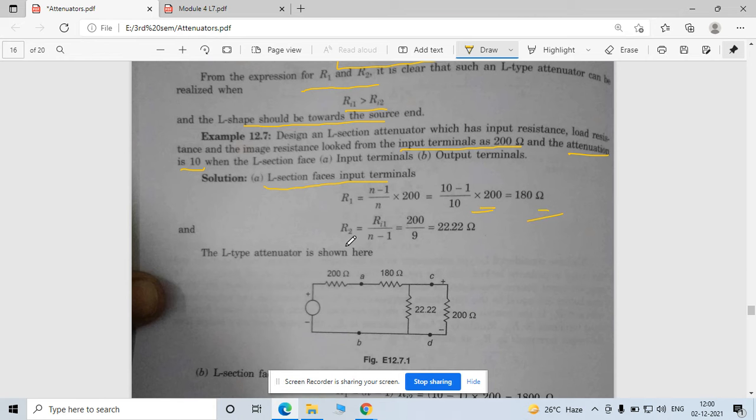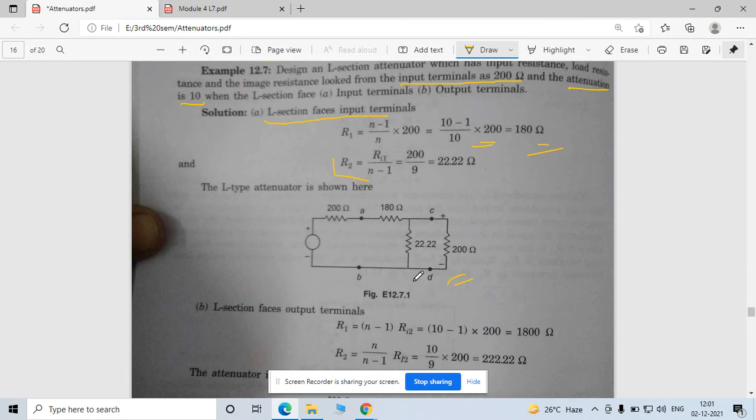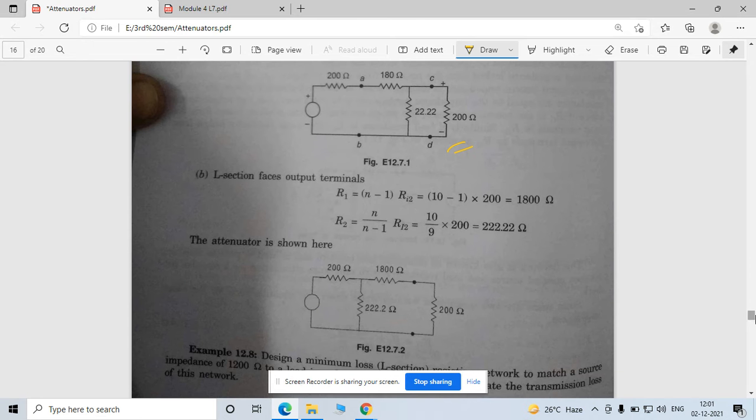Same way you can easily find this R2 value, right? Once you find these two values, put those values in this circuit format and try to realize your network. Find out the value of input side resistance, and that should be matched. Input impedance should be equal to output impedance for transferring the maximum power.